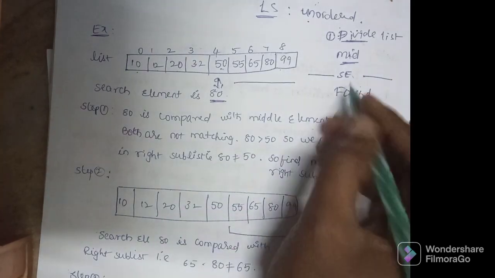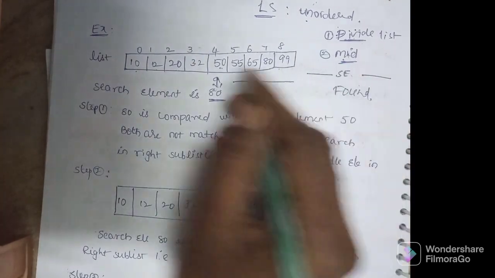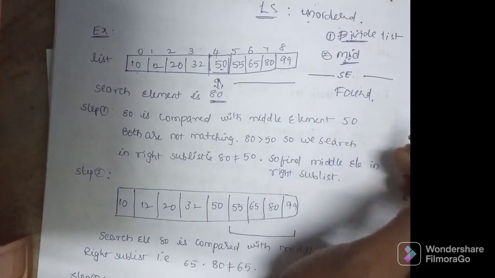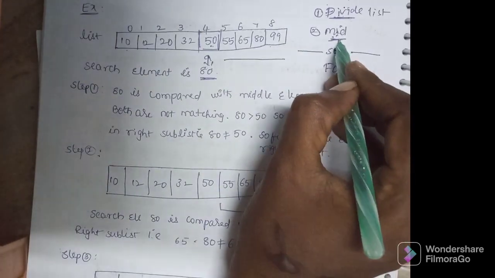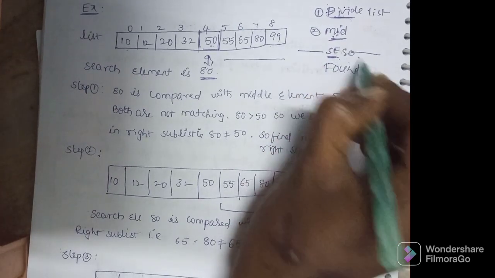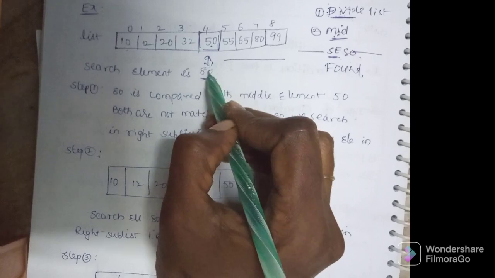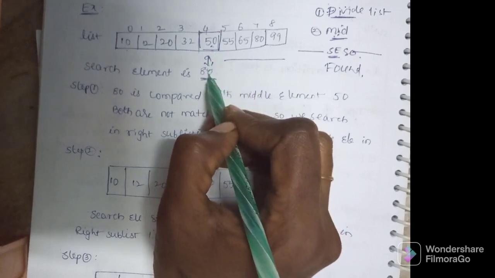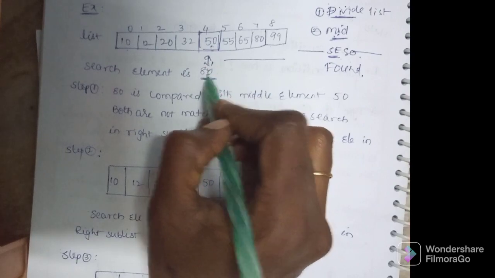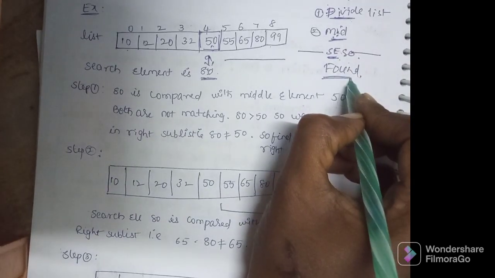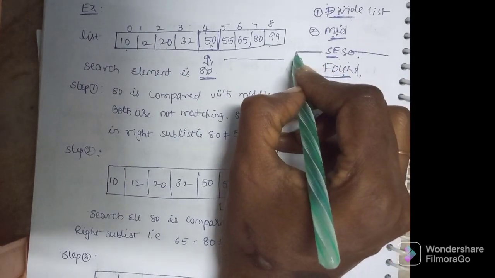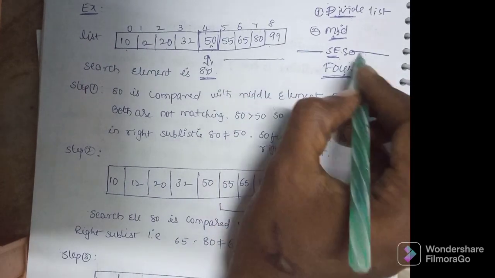Now the next step is what? Finding the middle element. I found that 50 is the middle element, right? Now I am comparing this middle element with the search element. Our search element is 80. Now are 50 and 80 equal or not? I have to check. If 50 and 80 are equal, then we display that the element is found. If not equal, we go for either the left sublist or the right sublist. So how do we know which side to go?